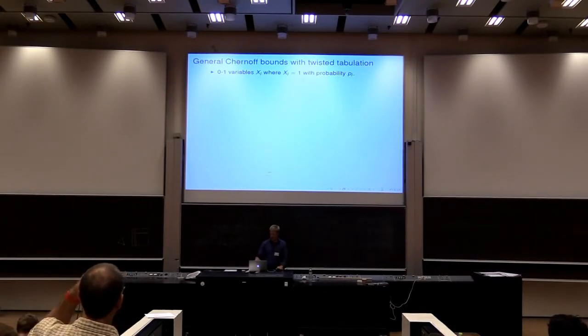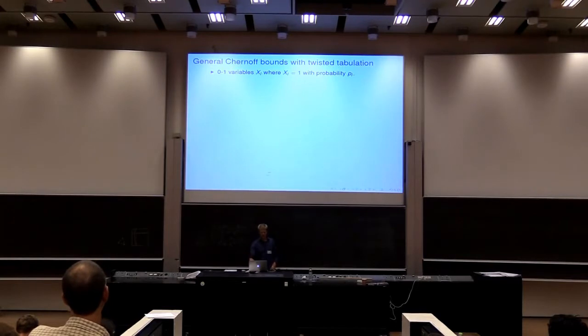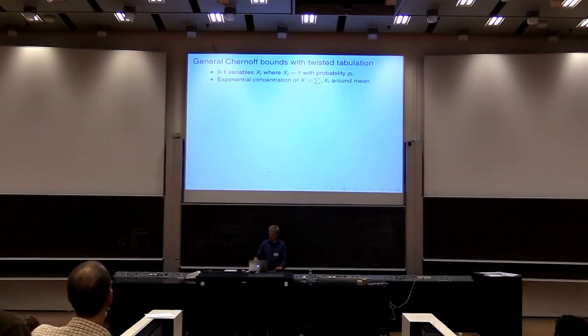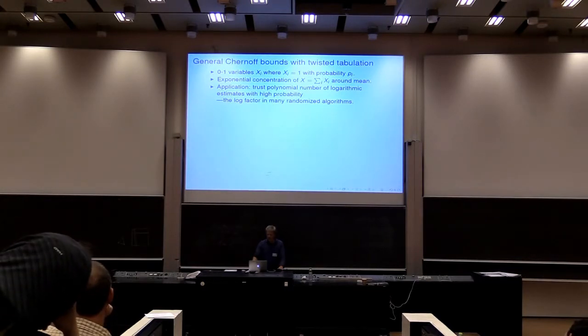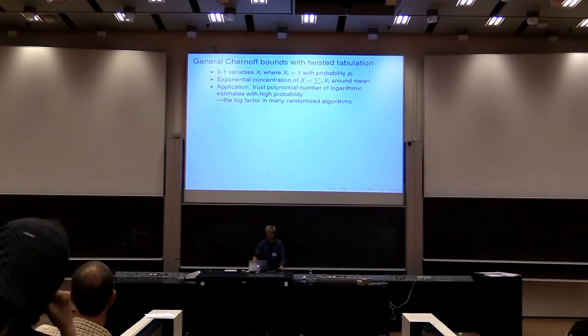So one of the nice things we get with twisted tabulation are some Chernoff bounds. I already claimed Chernoff bounds, but I will now claim we get them much better. So we have these 0, 1 variables where we want each variable xi to be 1 with some probability pi. And with true randomness we have this exponential concentration around the mean. One of the basic things we use this exponential concentration for is that whenever we have a polynomial or a logarithmic number of estimates, then they're all going to come out right with high probability. And that's how we use it in randomized algorithms. That's why we often have a log factor in these randomized algorithms.